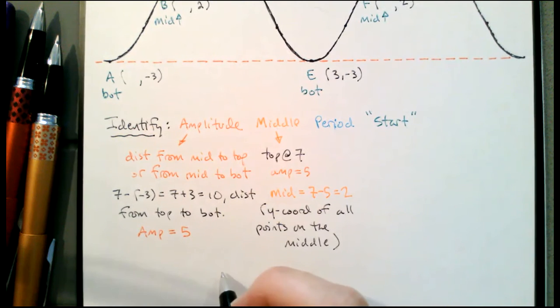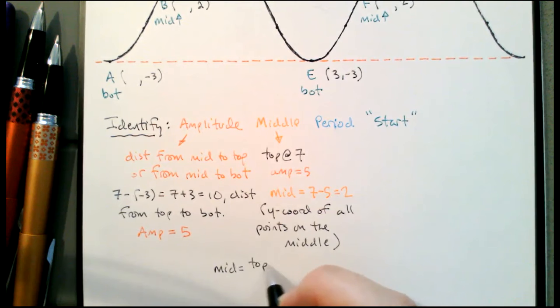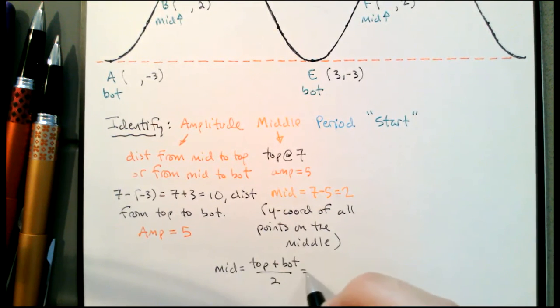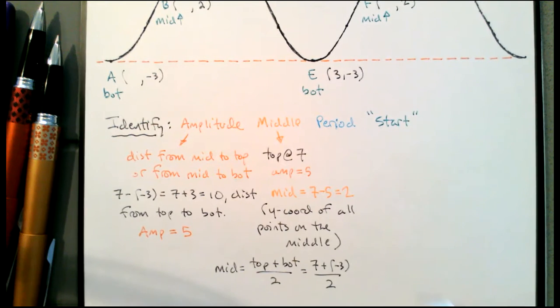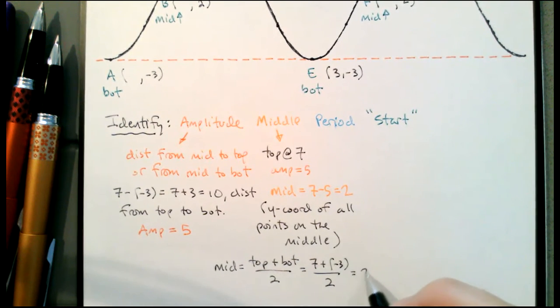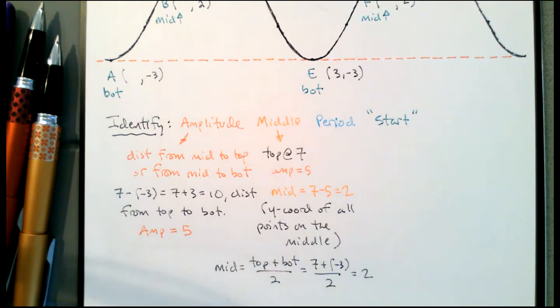So the middle will be the average of the top and the bottom. So if the top is at 7 and the bottom is at negative 3, 7 minus 3 is 4 divided by 2 is 2. I was going for the middle and not the amplitude. Thank you.